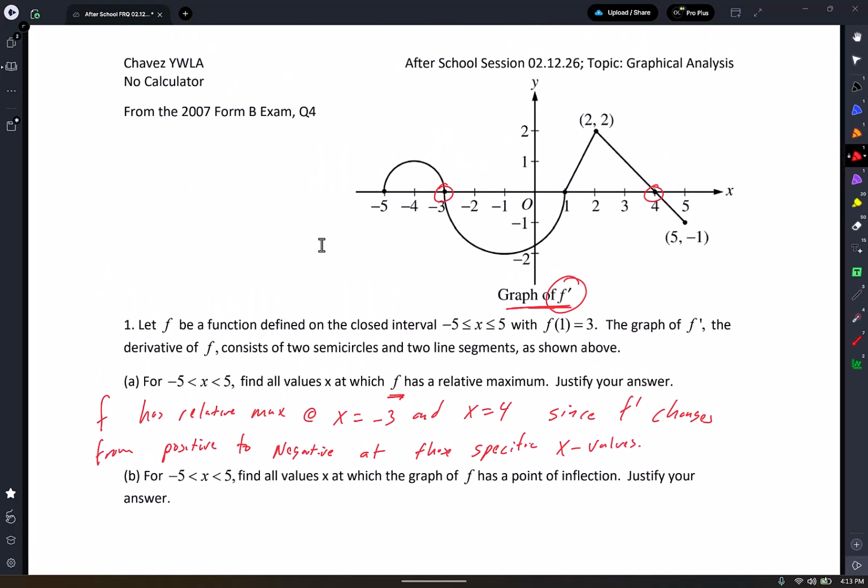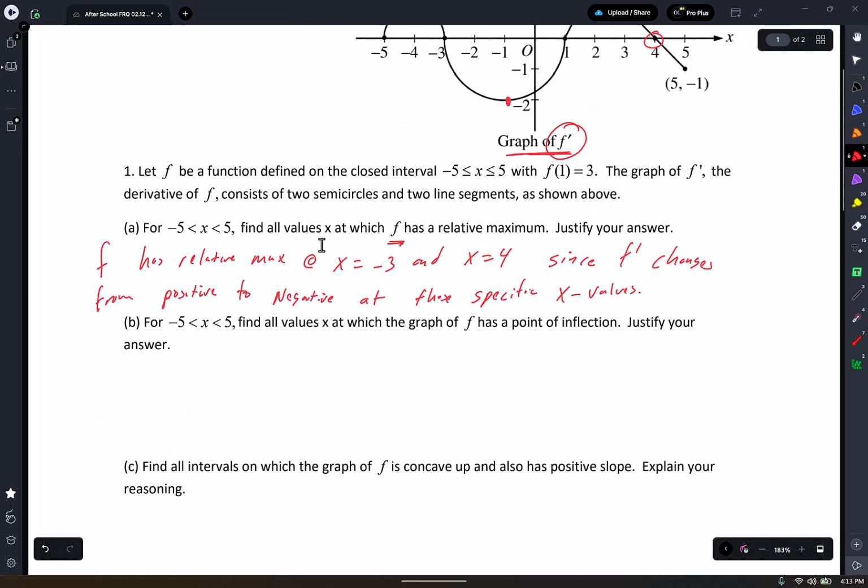So let's see. Where does f have a point of inflection? I have a point of inflection at -4. I have a point of inflection at -1. And I have another point of inflection at 2. So there it is. f has points of inflection. You could have also said where f prime has extrema.